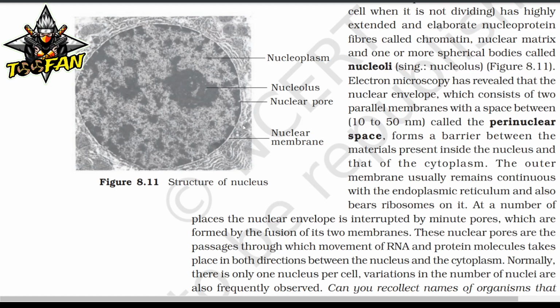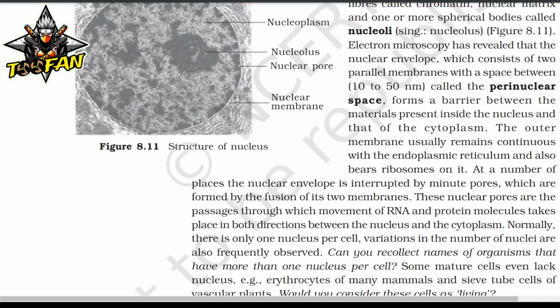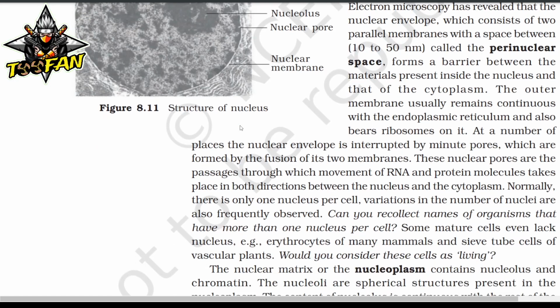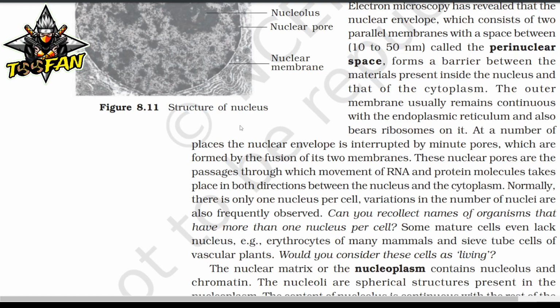Normally, there is only one nucleus per cell. Variation in the number of nuclei is also frequently observed. So, can you recollect names of organisms that have more than one nucleus per cell? Some mature cells even lack a nucleus. Example, erythrocytes of many mammals and sieve tube cells of vascular plants. Would you consider these cells as living?